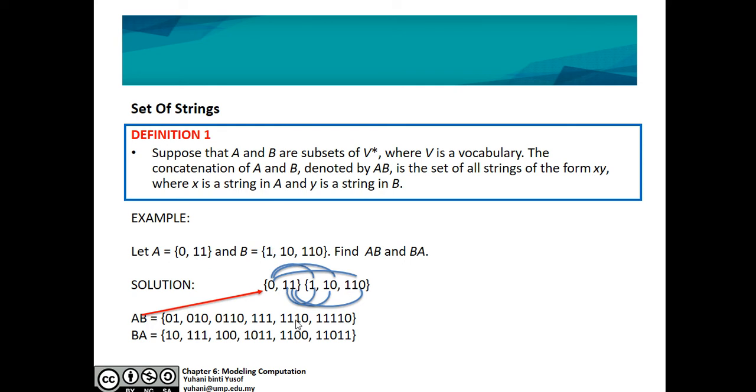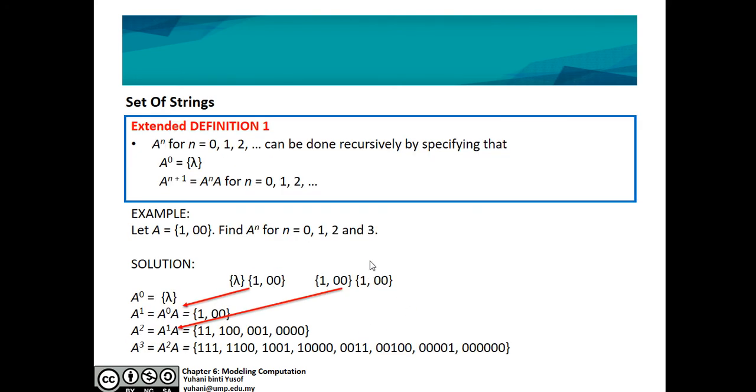You get this kind of answer by combining the elements in A and B. So you will get 0 1 0 1 0 0 1 1 0 1 1 1 1 1 1 0 1 1 1 1 0. So you get the AB. Okay, I hope you try for the BA.